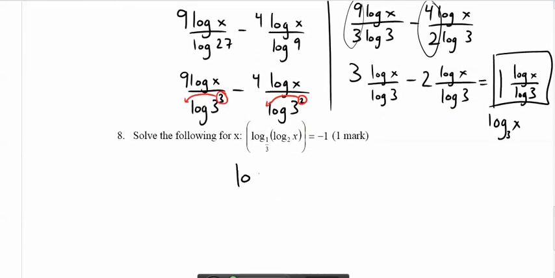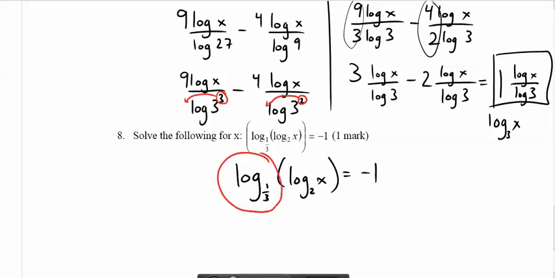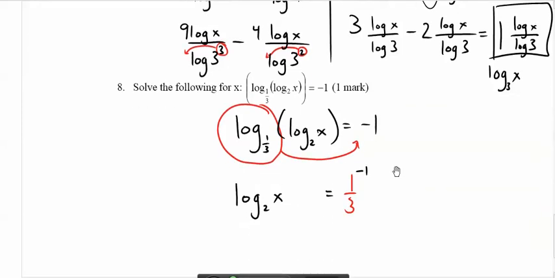And for the last question, I have a log inside of a log. So to move the log to the other side of the equation, it becomes the base, and it pushes the negative 1 up into the exponent. 1 over 3 to the power of negative 1 is 3 over 1. Anything to the power of negative 1 just inverts the fraction.